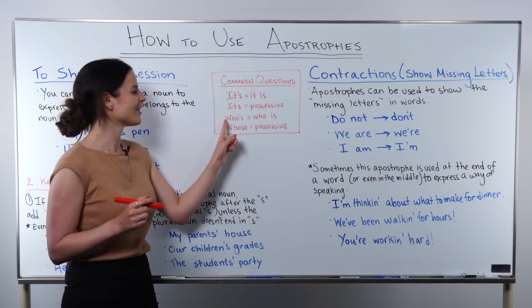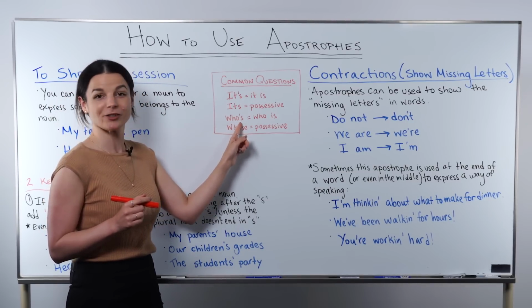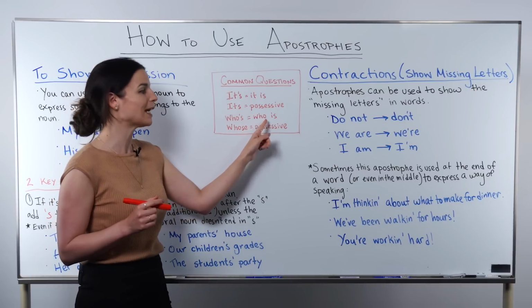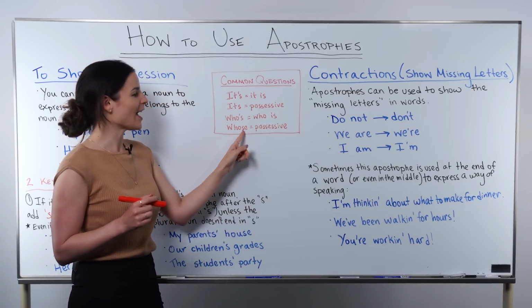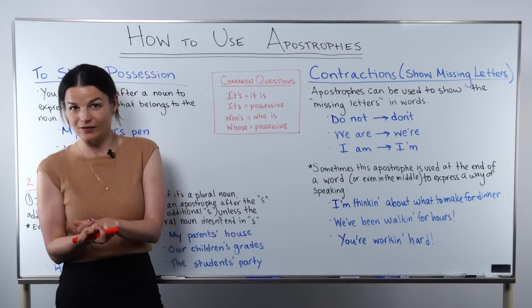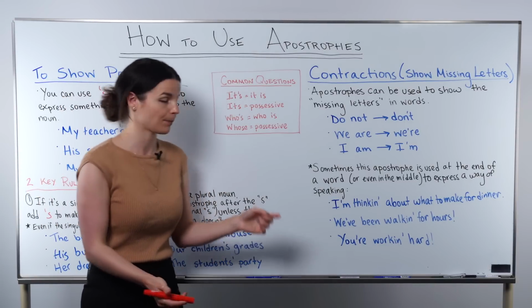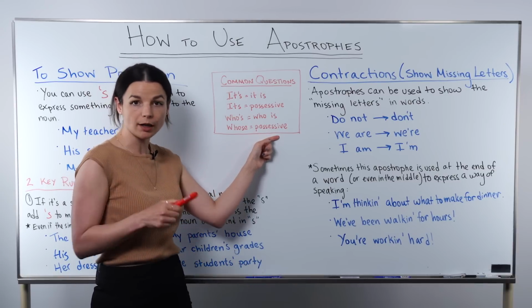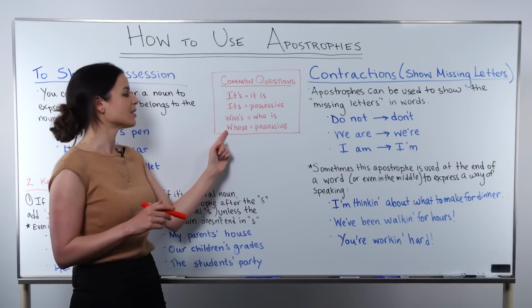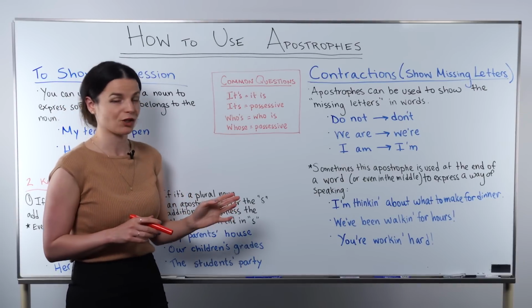W-H-O apostrophe S means who is. Who is. W-H-O-S-E is the possessive. So whose bag is this? Right? We're asking about someone's possession. Whose bag is this? Whose marker is this? We use this W-H-O-S-E word to do that.